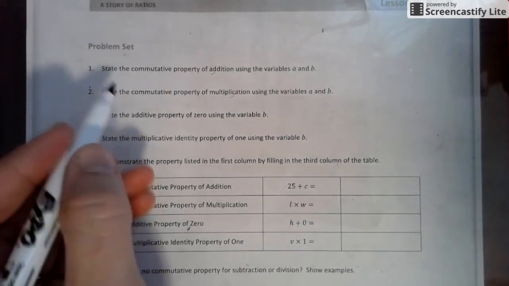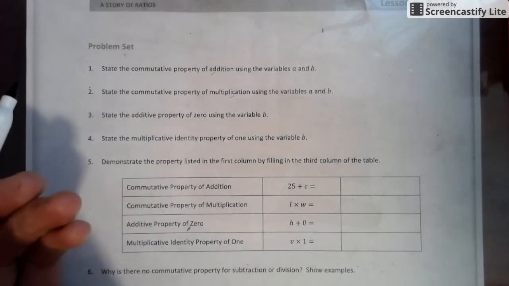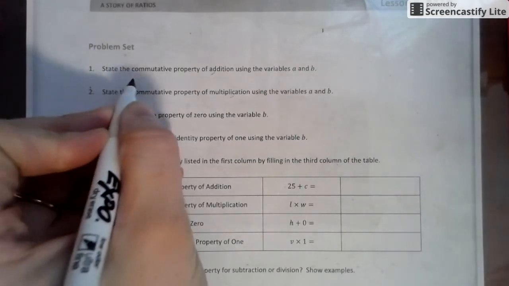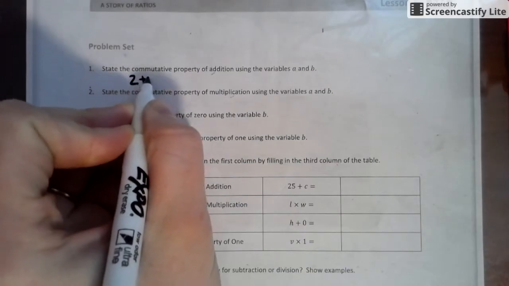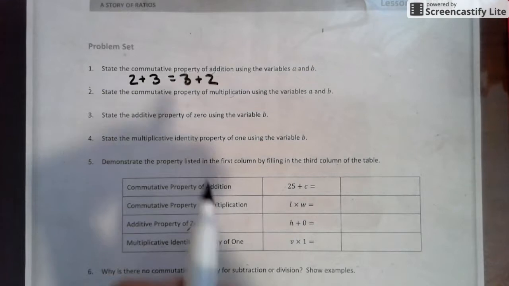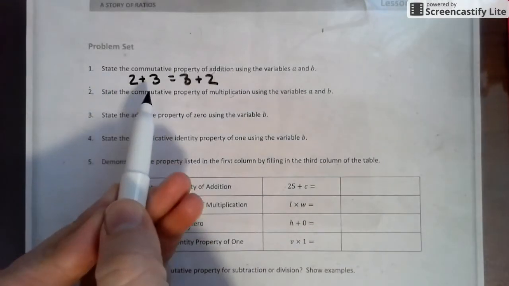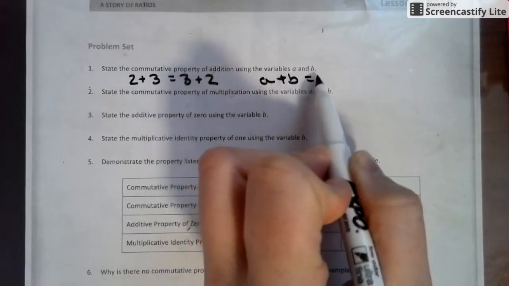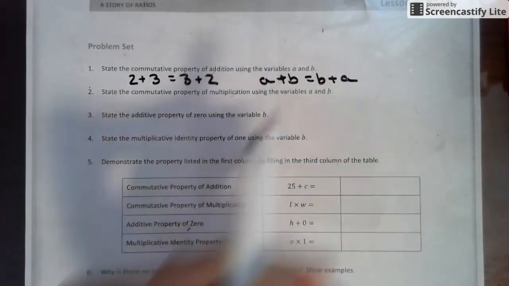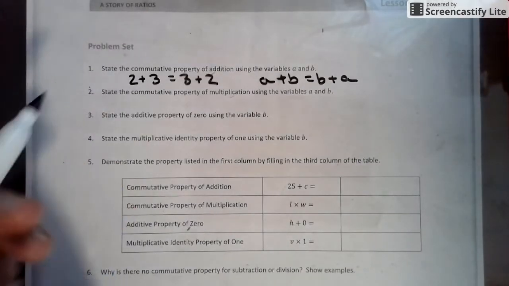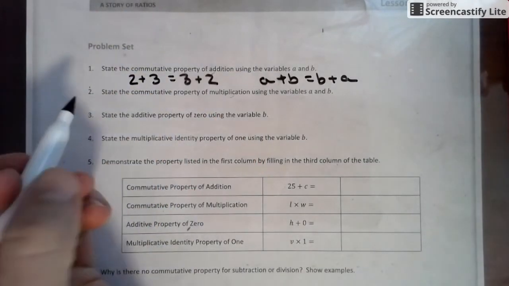So commutative property says state the commutative property of addition using variables a and b. Well, if we were looking at commutative property with numbers, we'd have like 2 plus 3 equals 3 plus 2. So if we replace the 2 and the 3 with an a and a b, we'd have a plus b, which equals b plus a. It's as simple as that. It's taking either the variables or the numbers and just flipping them around.